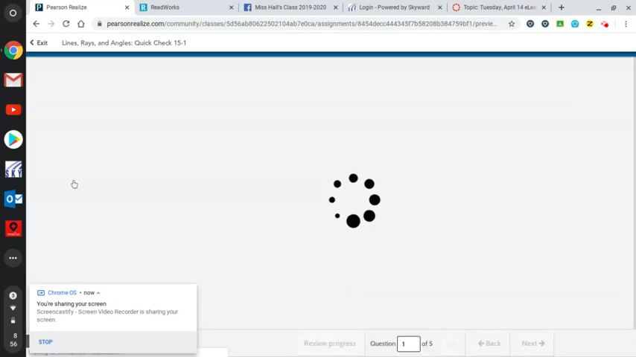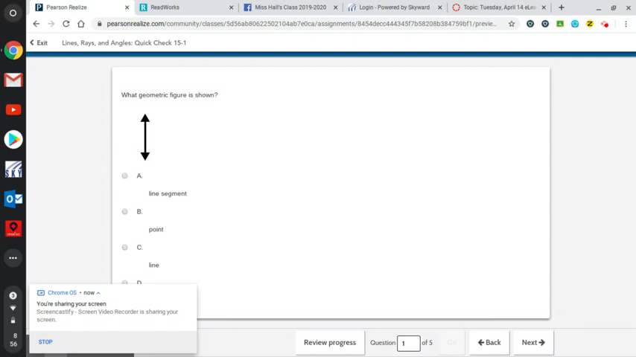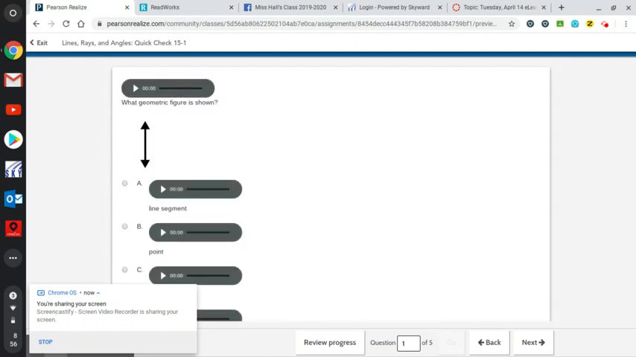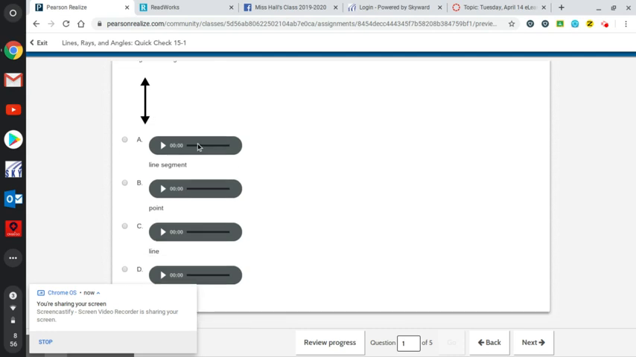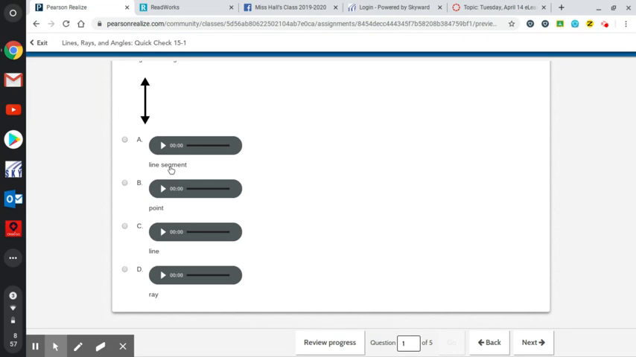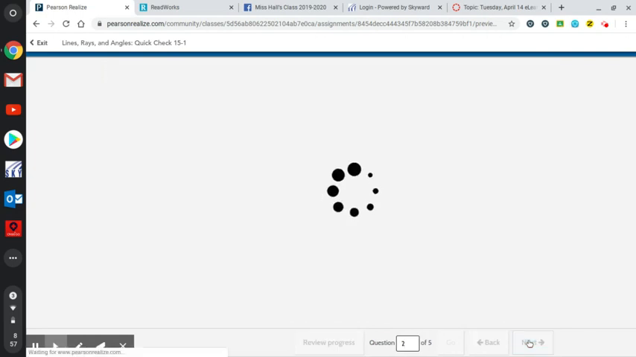You're going to log into Pearson like normal and click on the quick check for 15-1, lines, rays, and angles. Okay, so number one, it says what geometric figure is shown. So I have a line right here, with an arrow going this way and an arrow going this way. It's something that goes on forever and forever. So this one should be pretty easy, right? Is this a part of a line, a point, an actual line, or a ray? So you're going to choose your answer and then you're going to hit next.